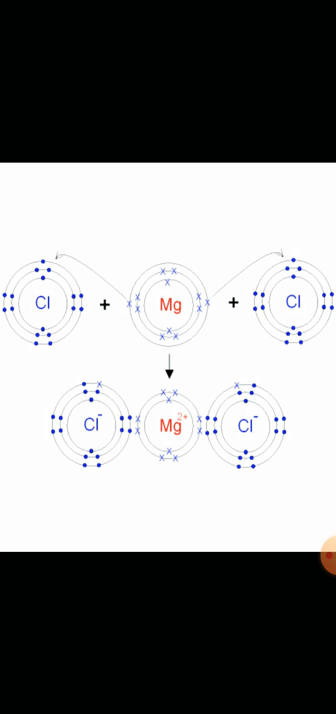So by this, again, let us recall what ionic compounds are. The compounds formed by the transfer of electrons from a metal to a non-metal are known as ionic compounds or electrovalent compounds. Here, magnesium is a metal and chlorine is a non-metal. So this is all about formation of magnesium chloride.